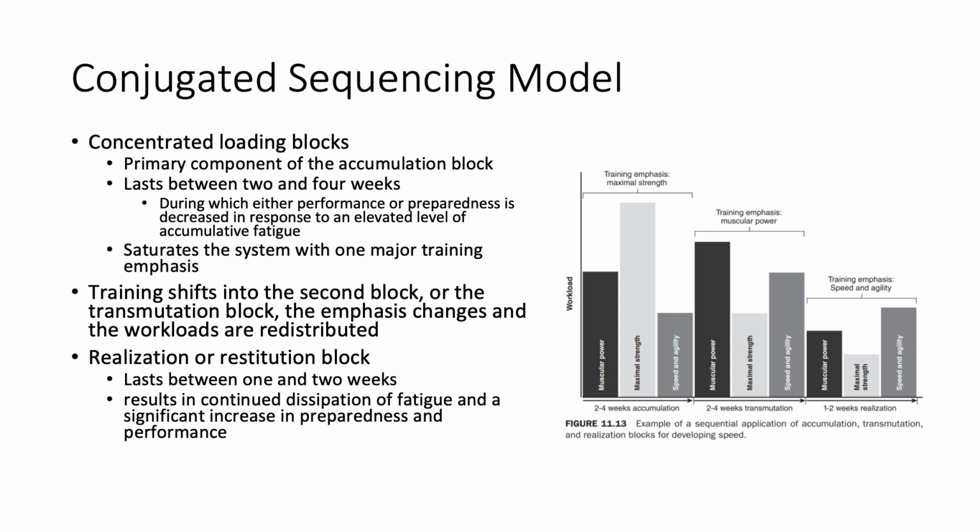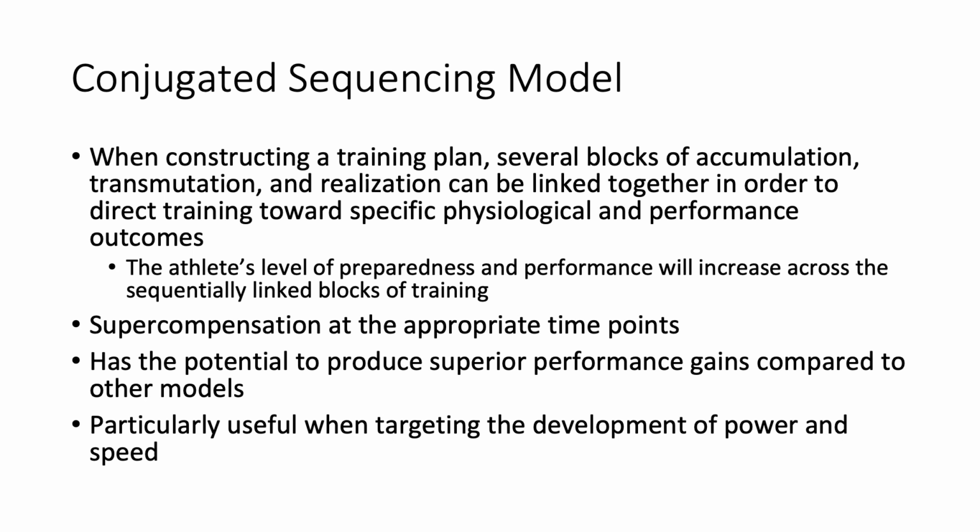As training shifts into the transmutation block, the emphasis changes, and the workloads are then redistributed. So the last block, the realization block, lasts about 1 to 2 weeks. And during this realization block, fatigue is dissipated and a significant increase in preparedness and then performance for the athlete occurs. When constructing a training plan, several blocks of accumulation, transmutation, and realization can be linked together in order to direct training toward a specific physiological and performance outcome.